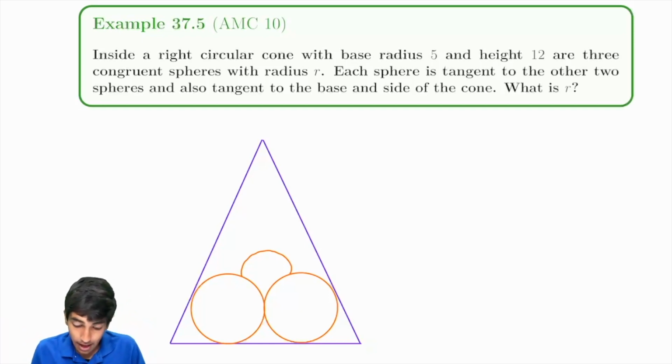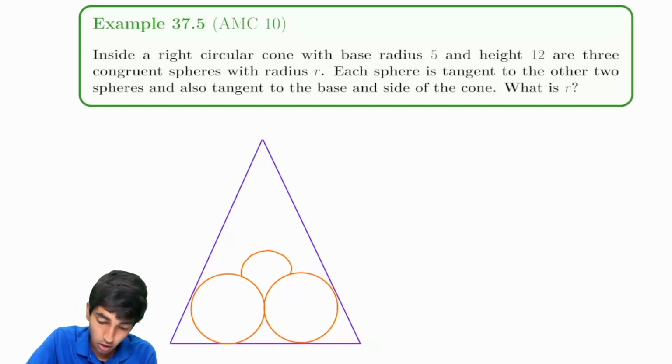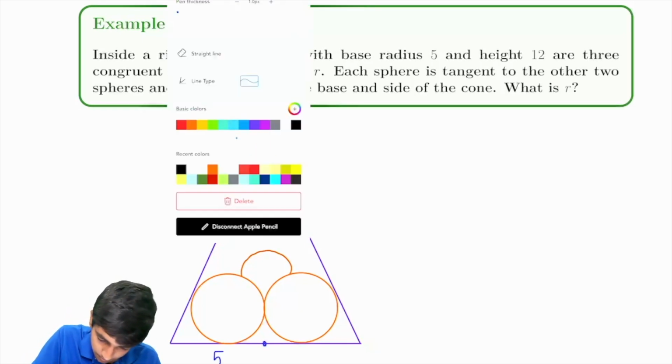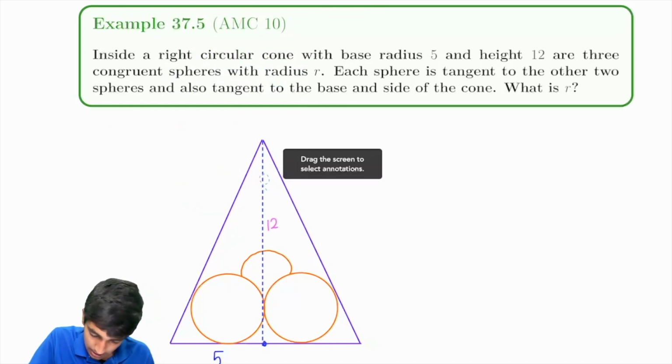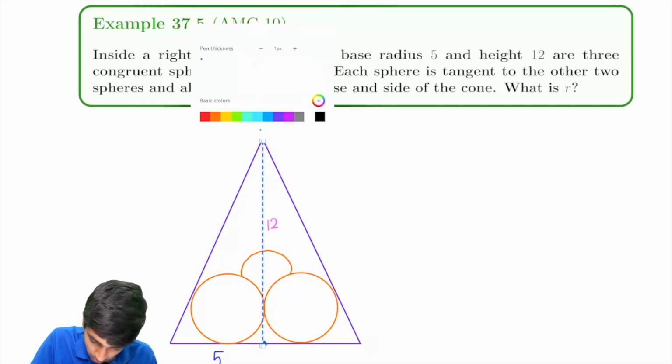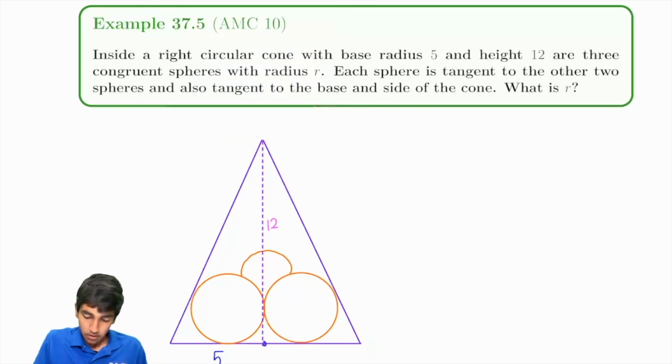So we're basically asked to find the radius of each of these 3 spheres. They're all congruent inside a right circular cone, which we know the dimensions of. This is 5, and the height is 12. So what cross section do we want to take here?